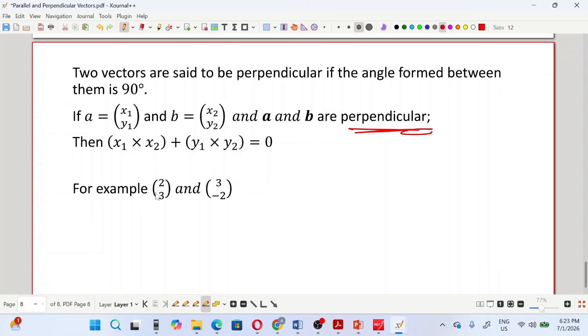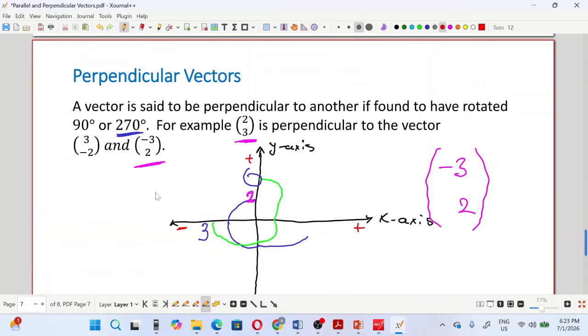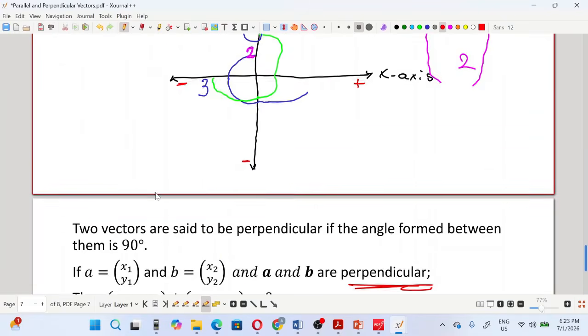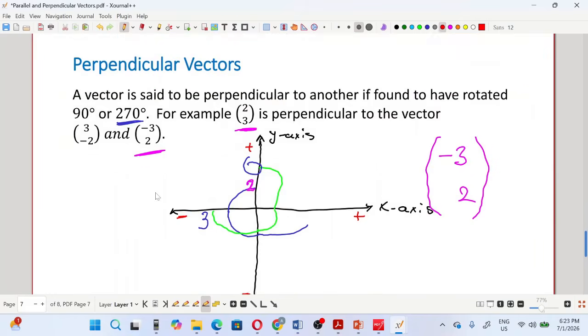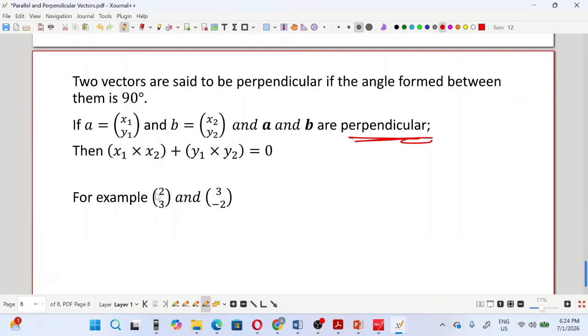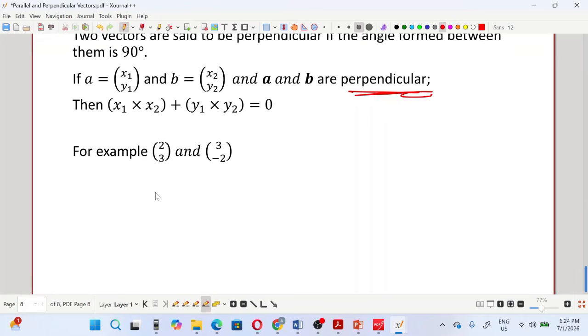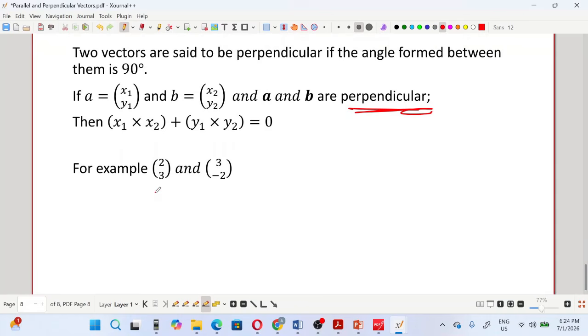Remember, we've already established that they are perpendicular here, right? We've already established that because we have 2, 3, and then 3, negative 2. We've been able to use the first definition to prove that. So let's see if it's really true by using this idea. Then when I multiply them, remember this is going to be my x1. This is x2. This is going to be y1. This is going to be y2.